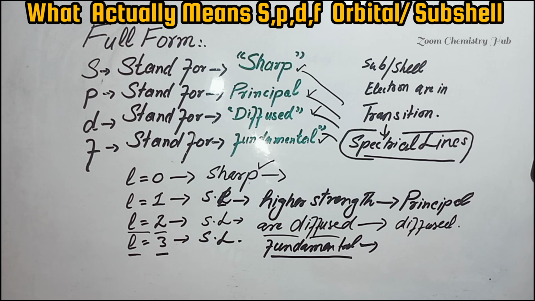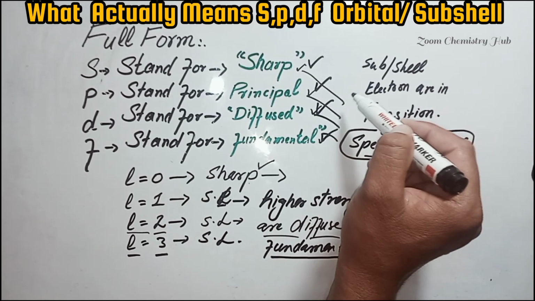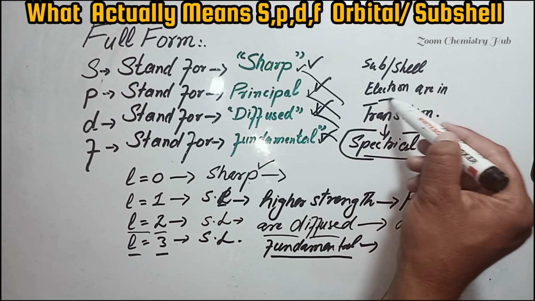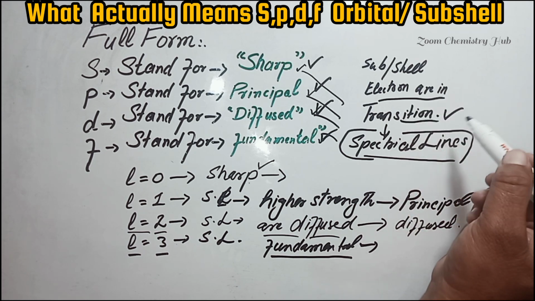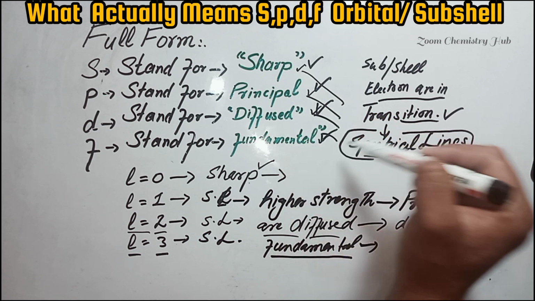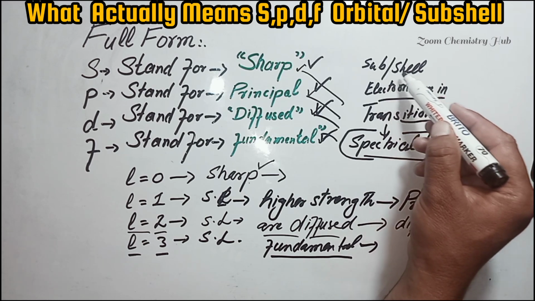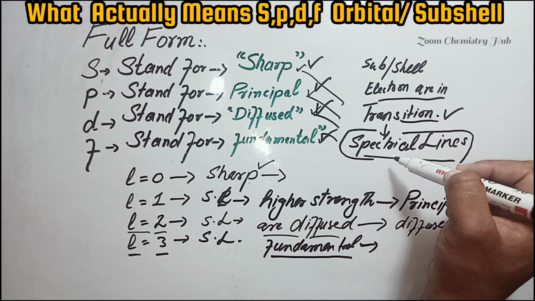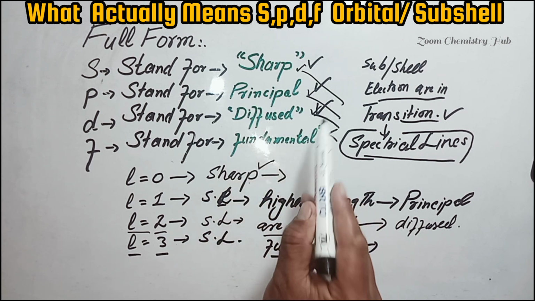So in short, these terms, sharp, principal, diffuse and fundamental, are associated with the transitions of electrons in the orbital. These are related to the transitions of electrons in the subshell or orbital, and these are actually the spectral lines. They give the shape of the orbitals.